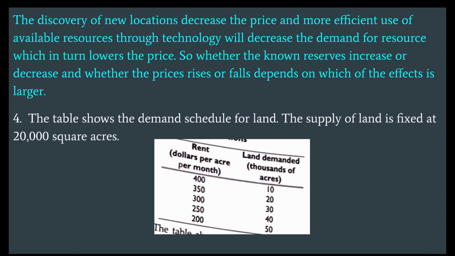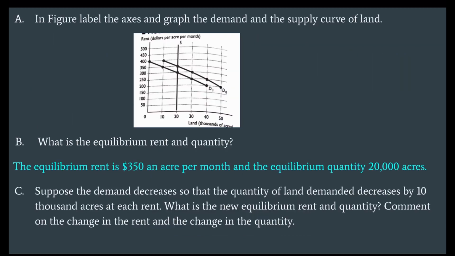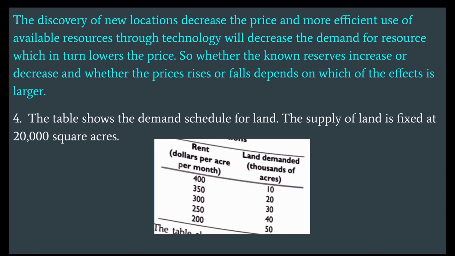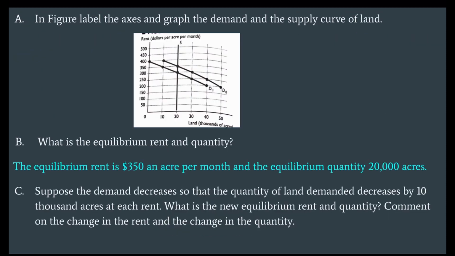The supply of land is fixed at 20,000 square acres. In the figure, label the axis and graph the demand and the supply curve of land. What is the equilibrium rent and quantity? The equilibrium rent is $350 an acre per month, and the equilibrium quantity is 20,000 acres.